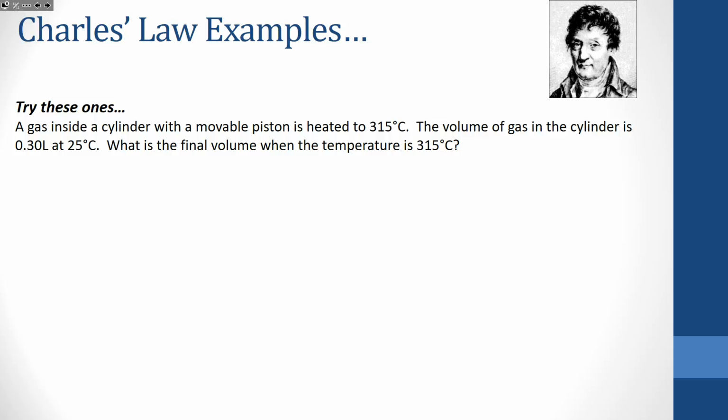So with this one, we have a gas inside the cylinder, and it's got a movable piston. The volume is 0.3 liters at 25, and we want to know what it will be when it's 315. So again, I'm going to break this up. First thing I'm going to do, change to Kelvin. So 315 Celsius is the same as 588 Kelvin. And 25 is 298 Kelvin.